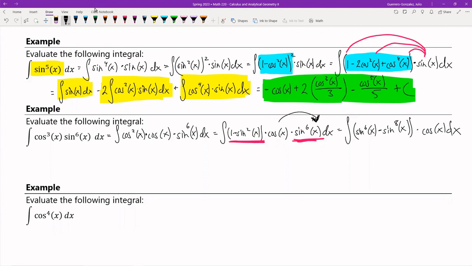Now I'm going to separate this into two separate integrals, with the cosine of x dx at the very end of each one. So the integral of sine 6x times cosine of x dx minus the integral of sine 8x times cosine of x dx, okay?